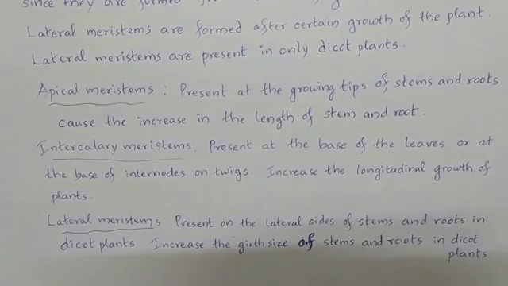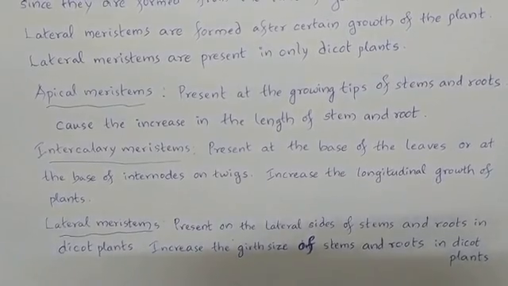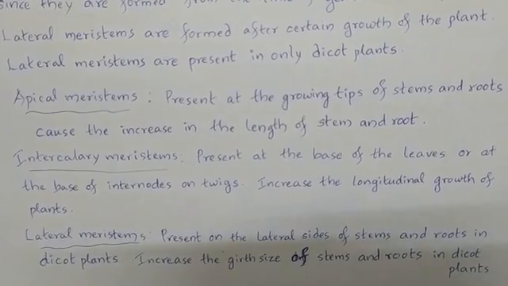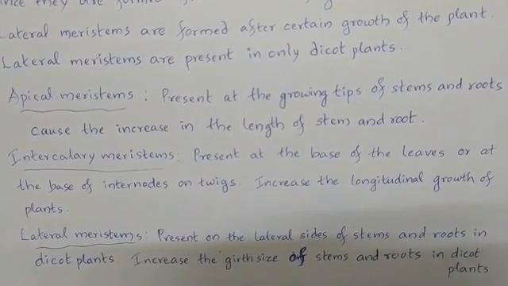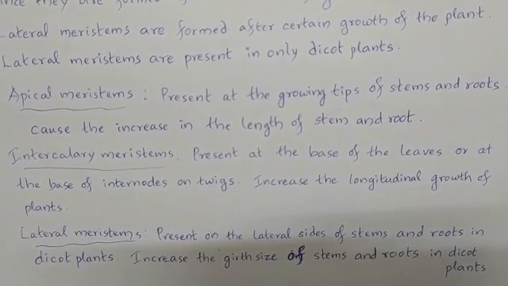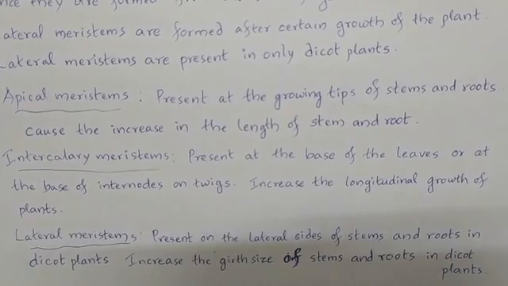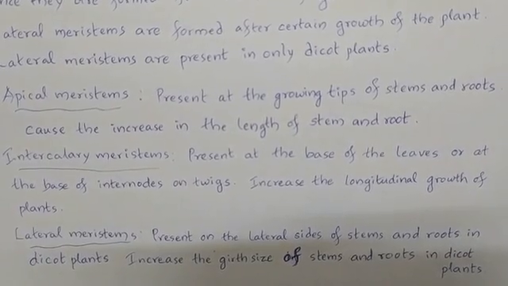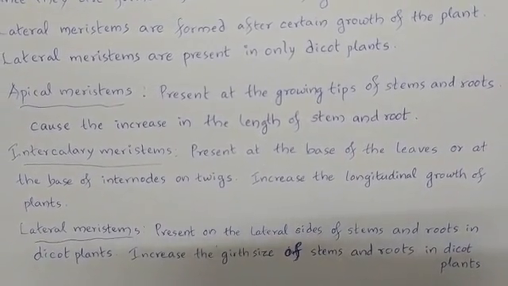And lateral meristems are present on the lateral sides of the stems and roots in dicot plants, and they cause the increase in the girth size of the stems and roots in the dicot plants.